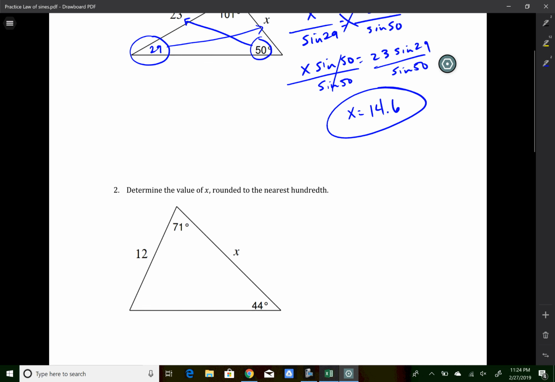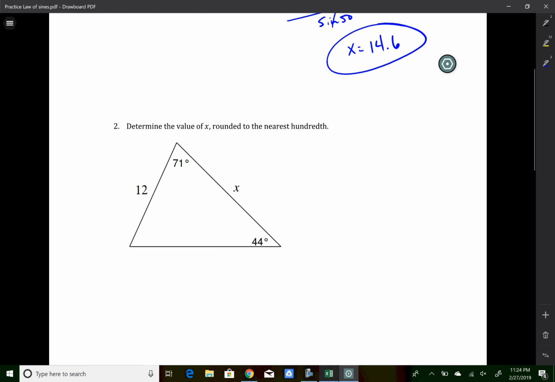All right, so let's take a look at number two. Number two, the same situation happens. So I have a matching pair, angle and a side, but the angle here, which would match the variable side, is missing. So we got to do 180 minus 71 minus 44. So that would give me an angle here of 65.